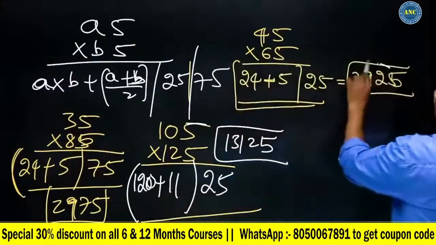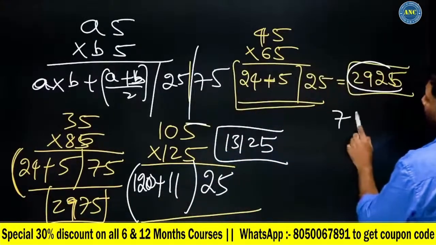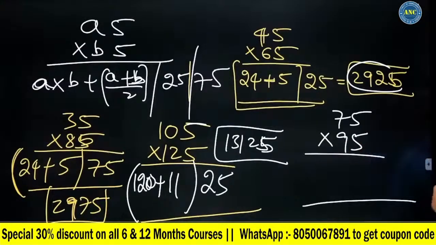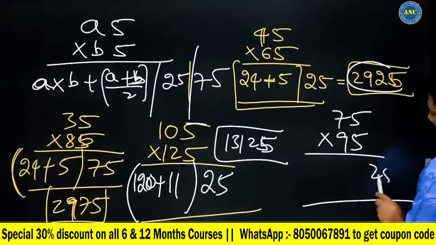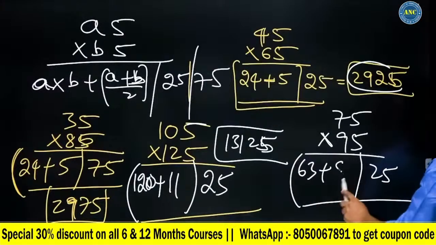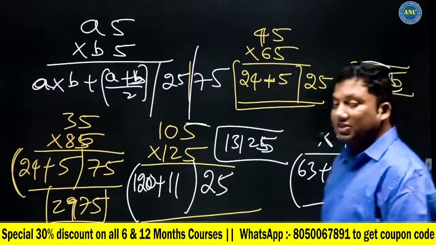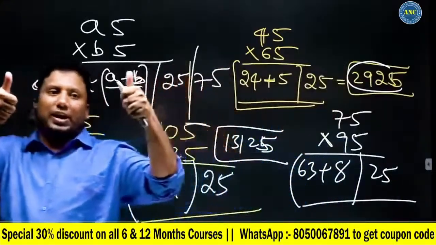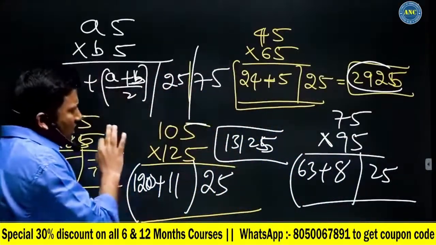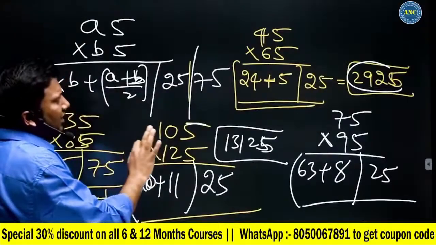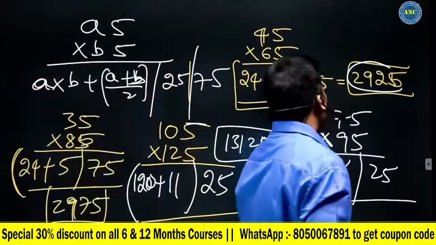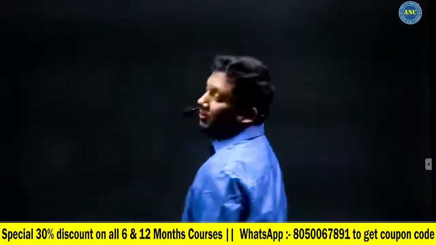Or it is 2925. If somebody asks 75 into 95, drop the pen and tell me the answer. Odd 5 into odd 5, 25. 7 9s are 63. 16 by 2, 8. Answer is 7125. I hope you understood the concept. You must learn shortcut techniques to improve your aptitude. Next one. This concept is clear.